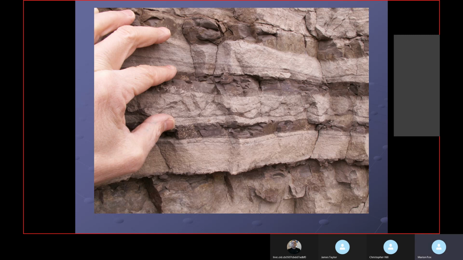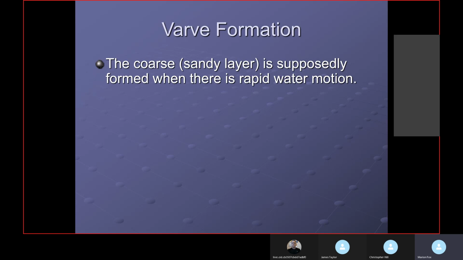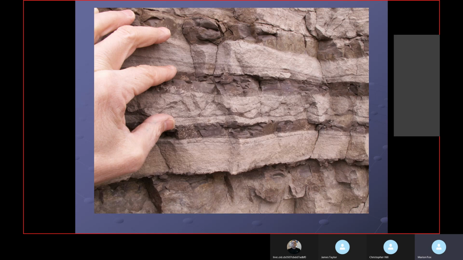How do they know this took a year? How do they know that this didn't occur over successive overflowings and tidal actions of the flood? How do they know that didn't occur in that situation? Of course, sandy clay is supposedly formed when there's a rapid water motion. Right here, the coarse sandy clay.